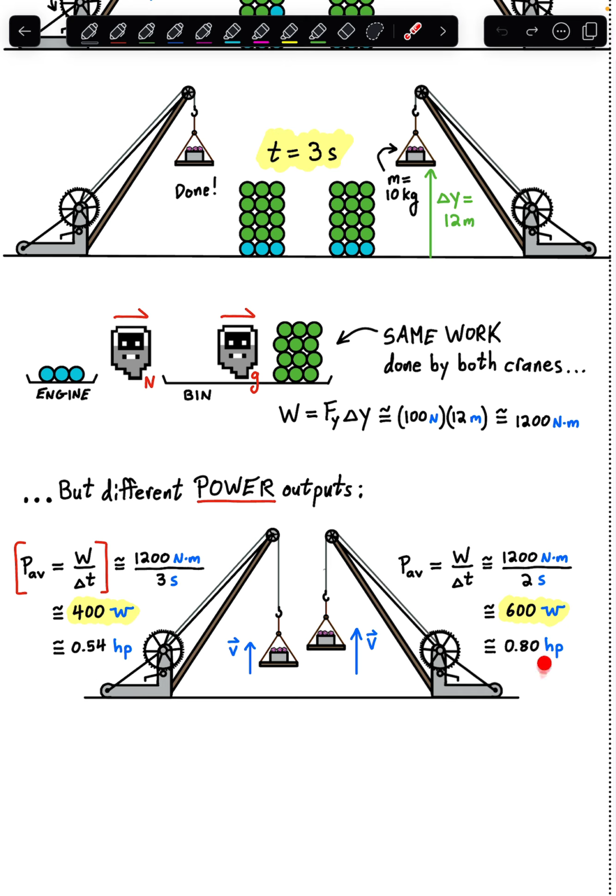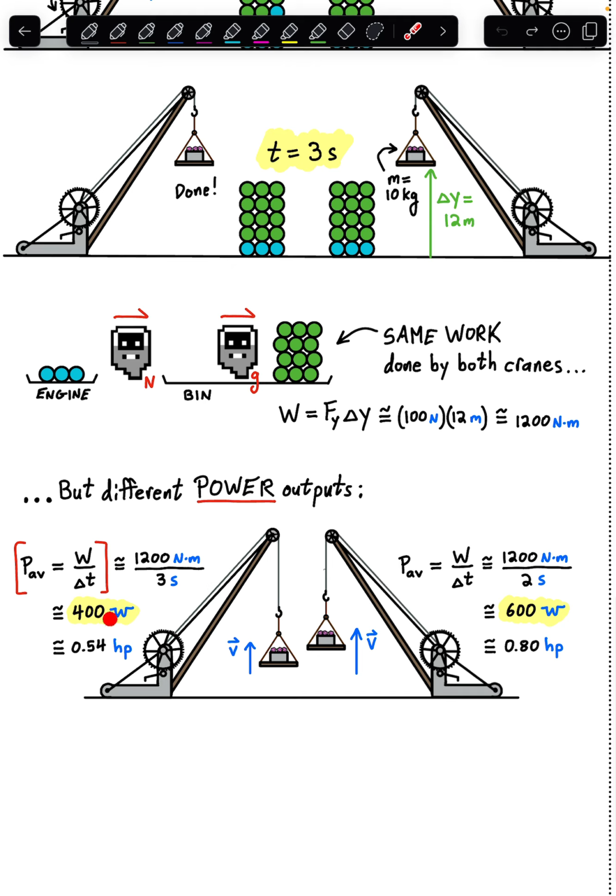This crane, however, on the right, did that same amount of work in only 2 seconds. So it had a power output of 600 watts. 600 watt engine here versus a 400 watt engine here. They can do the same work. This will do it in less time. 600 watts is equivalent to about 0.8 horsepower.